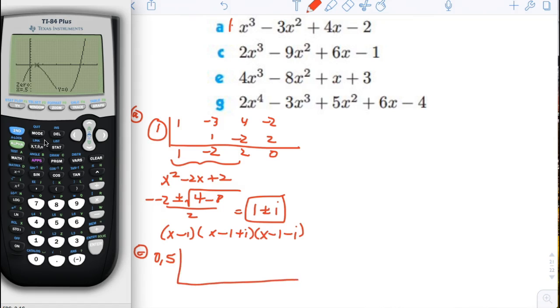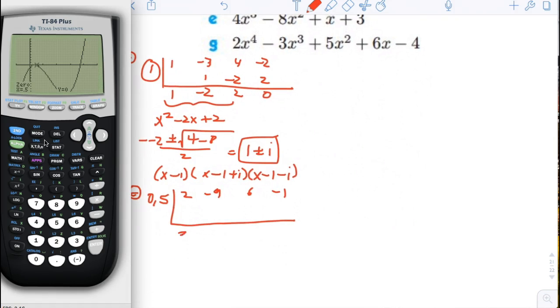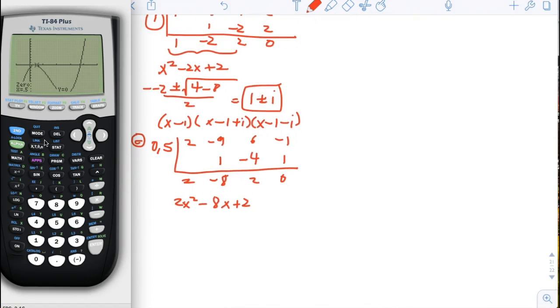And now we can use synthetic division to find some of the others. 2, -9, 6, and -1. So I bring down the 2, multiply it times 0.5, we get 1. Add, we get -8, multiply that times 0.5, we get -4. Add, multiply that times 0.5, we get 1, 0. Okay, so we end up with the polynomial 2x squared minus 8x plus 2. That looks like we can factor out a 2.